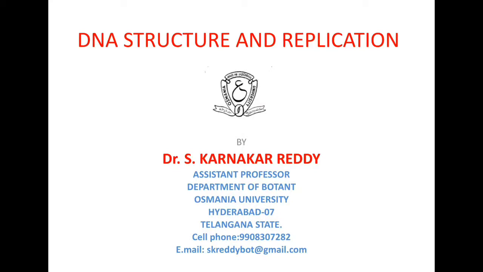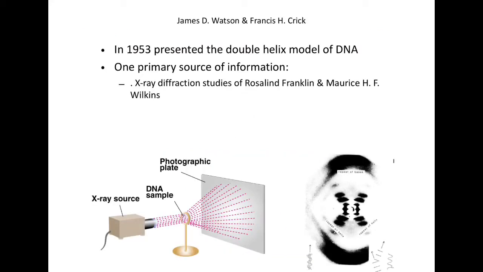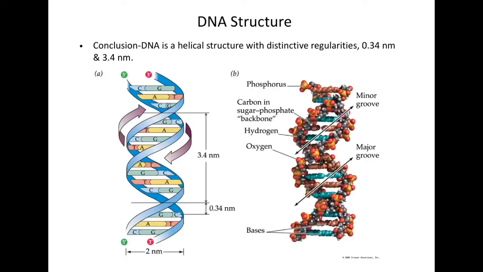DNA structure and replication. In 1953, the double helix model of DNA was proposed based on the primary information, that is the X-ray diffraction studies of Rosalind Franklin and Wilkins. So the DNA has a double helical structure consisting of 4 bases: adenine and thymine, guanine and cytosine.